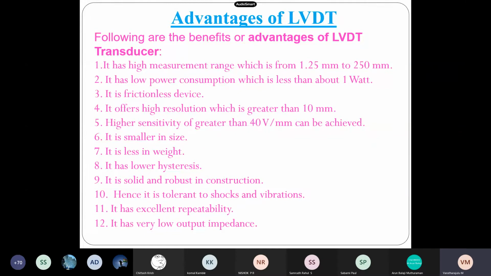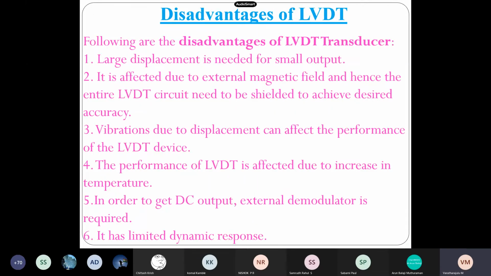It is tolerant to shock and vibrations. It has excellent repeatability and a very low output impedance. It also has a few disadvantages. It is limited in dynamic response, the vibration due to displacements can affect the performance of the LVDT, and it is also affected by the increase of temperature.